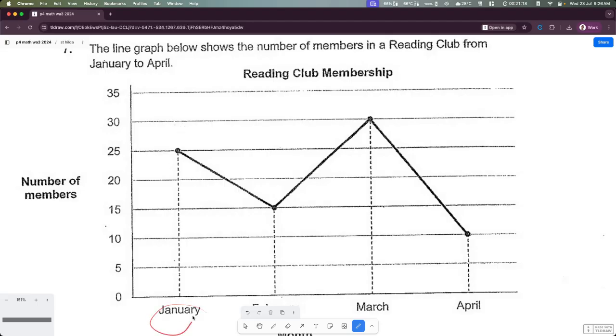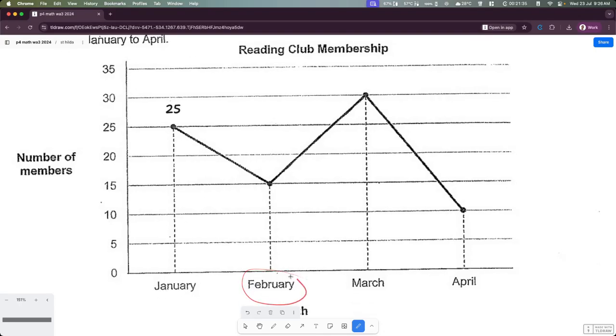Okay, so for January, what do you think is the number of members? If you think the number of members is 25, you're right. Why 25? Because if you look at where this dot is showing us, it's 25. Great. What about February? February is 15. So we're going to put here 15.